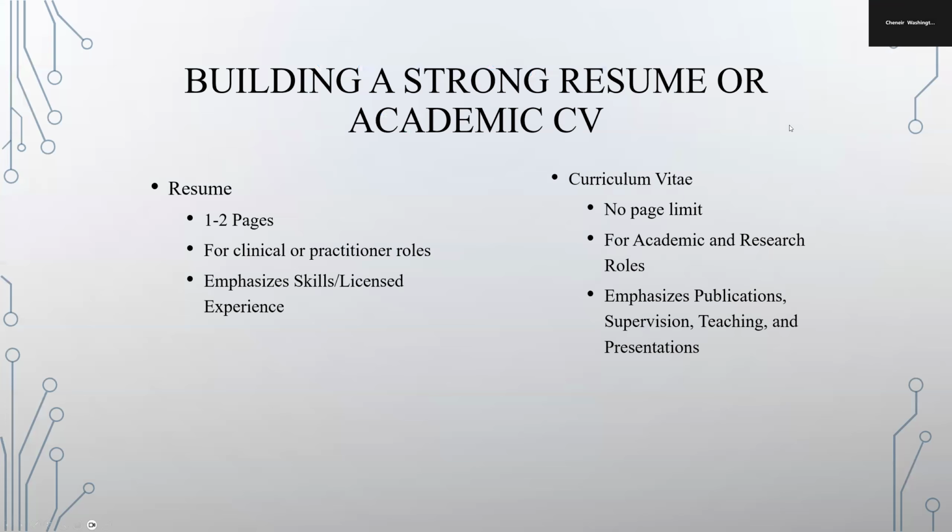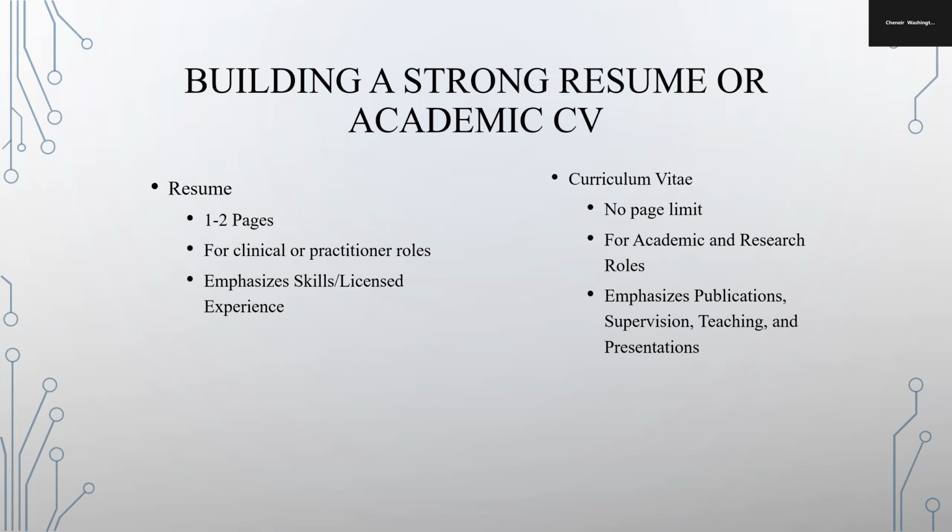Now, moving on to building a strong resume or academic CV. For a resume, it's usually going to be about 1 to 2 pages. They're looking for your clinical and practitioner roles, so positions that you held and the different job sites. Emphasize your skills. What skills did you pick up? Are you crisis certified? Are you play therapy certified? What are those skills that make you stand out? What licenses do you have? Those things like that. So, the experience that you've gained throughout your time working.